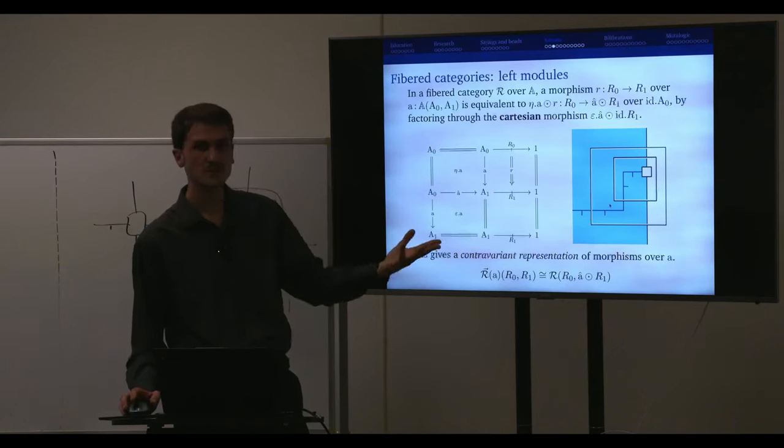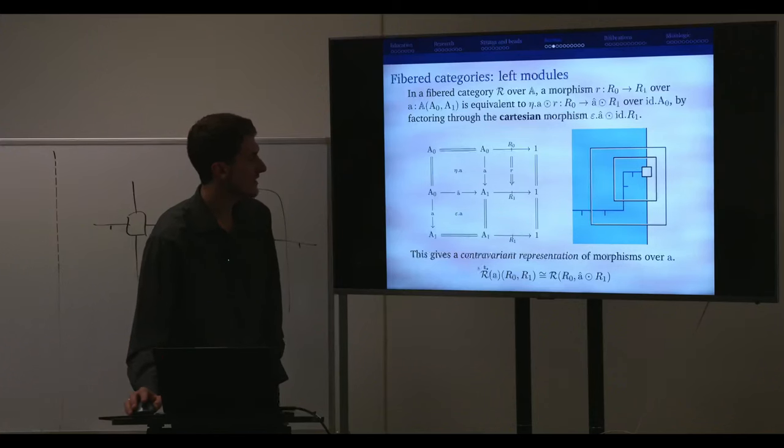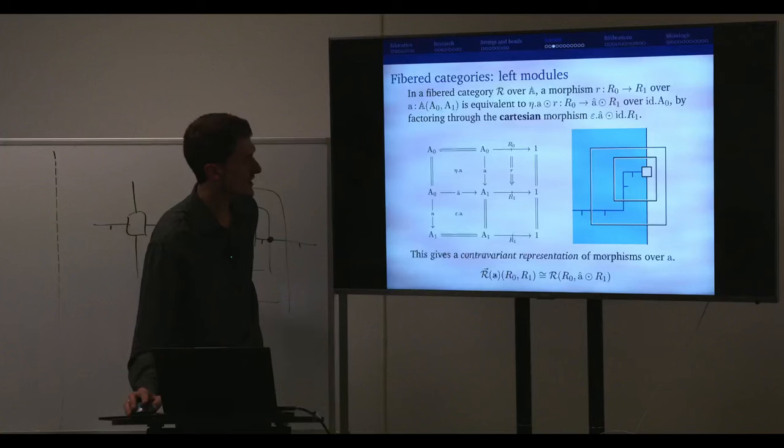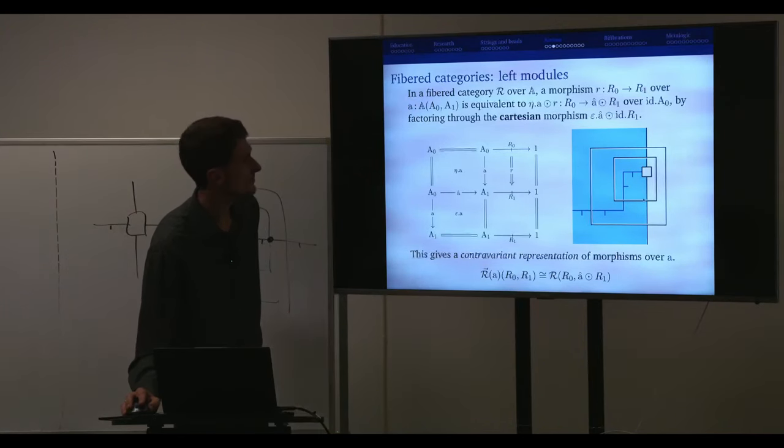And these are inverses, so this gives an equivalence between arrows of R, morphisms of R lying over A, and those from R0 into the substitution here.